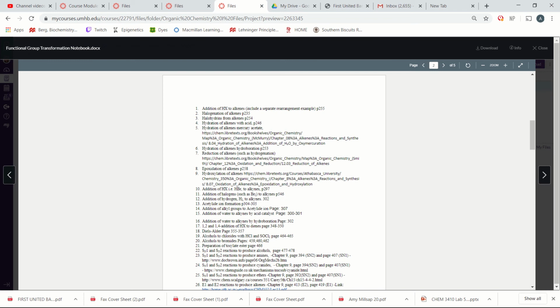For the functional group notebook, the addition of water to the pi bond is reaction 4, hydration of alkenes with acid. So we started with 1, now we've moved to 4. Hydration of alkenes with acids. So be prepared to fill out that entry on your functional group notebook.